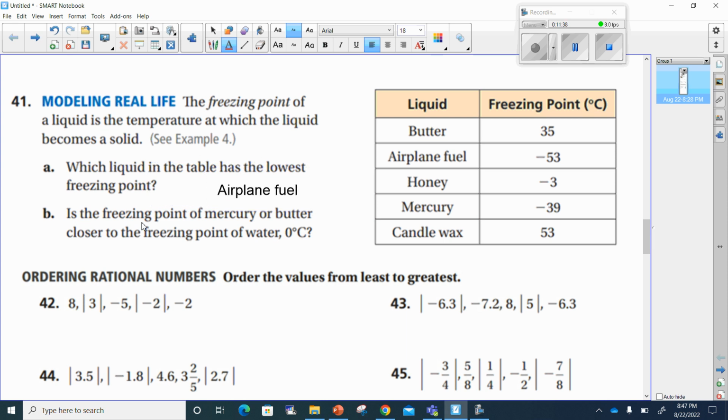And it says, is the freezing point of mercury or butter closer to the freezing point of water, which is 0? Talking mercury or butter. Butter has 35. Mercury has negative 39. Negative 39 is farther away from 0 than butter. So we're going to say butter.